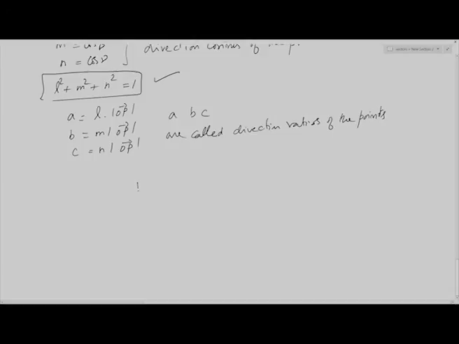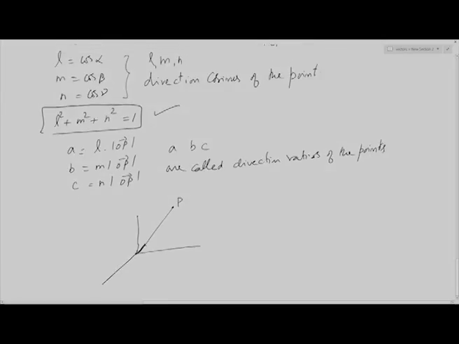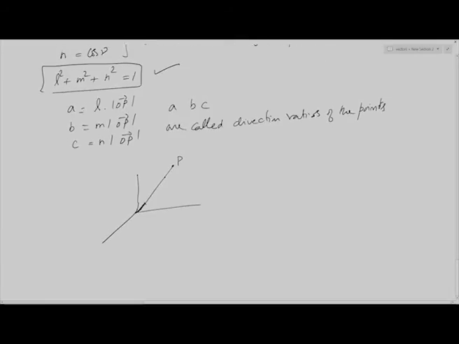If you have any point in space, we know the position vector of that point. If you look at the components of the unit vector along OP, they are the direction cosines. And if I take the components of the point itself, they are called the direction ratios. So, direction ratios are proportional to the direction cosines.